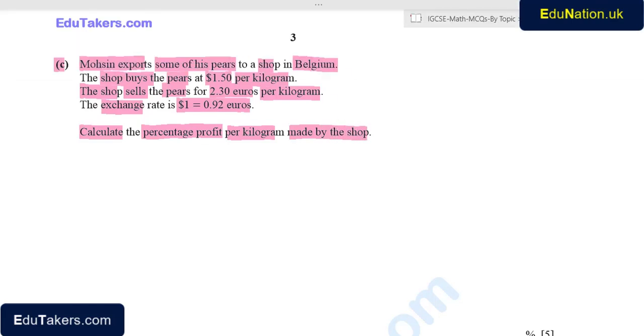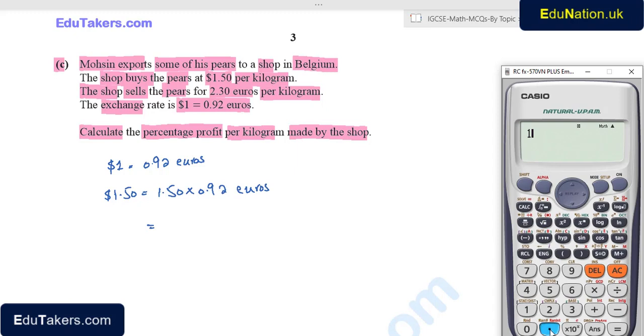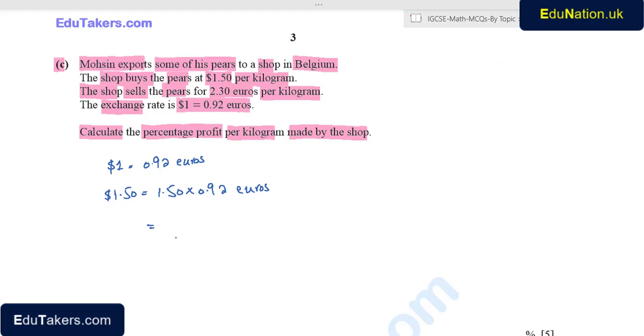The shop buys the pears at $1.50 per kilogram. We will convert it into euros. When $1 is 0.92 euros, then $1.50 equals 1.50 times 0.92 euros. 1.50 times 0.92 is 1.38.